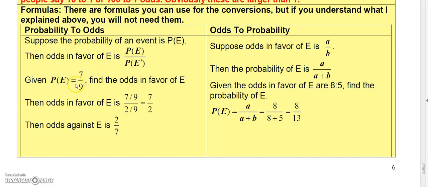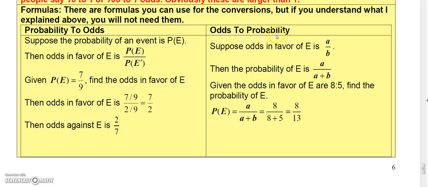So for example, if you have a probability of 7/9, then you know the probability of not the event would be 2/9, since 1 minus 7/9 is 2/9. Then the odds in favor would be 7/9 divided by 2/9, and if you simplify that, you get 7 over 2. So the odds in favor would be 7 to 2, and then again, if you want the odds against, just flip it around: 2 to 7.